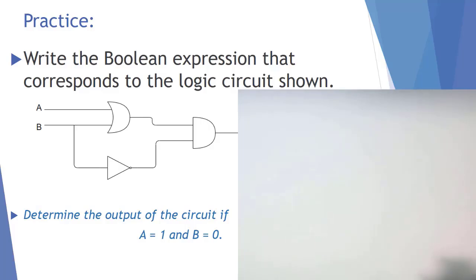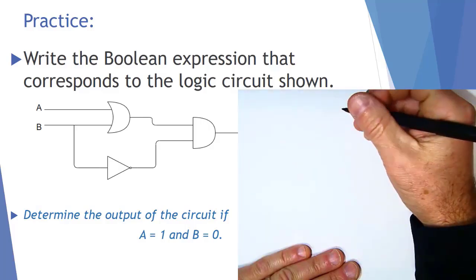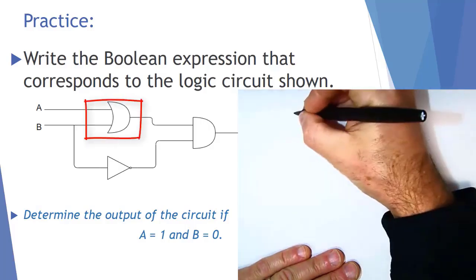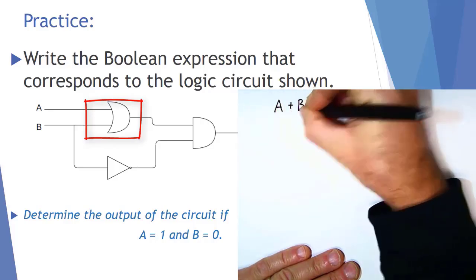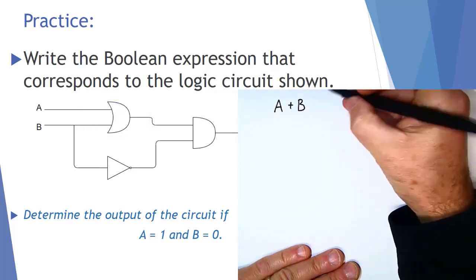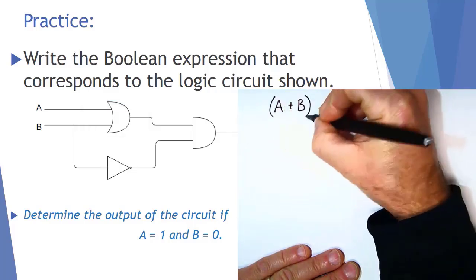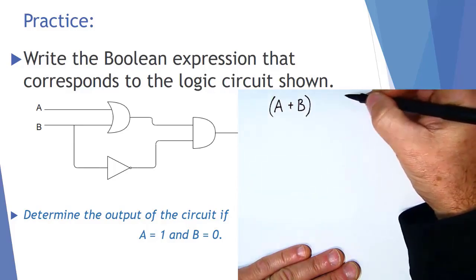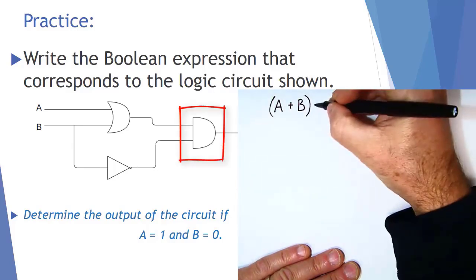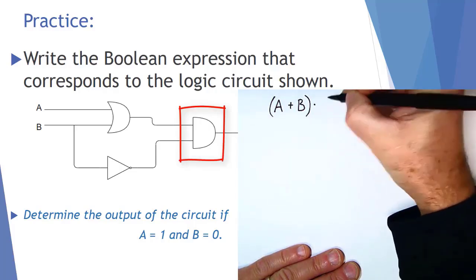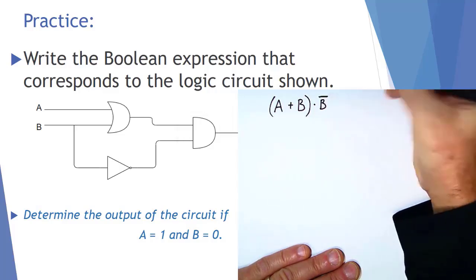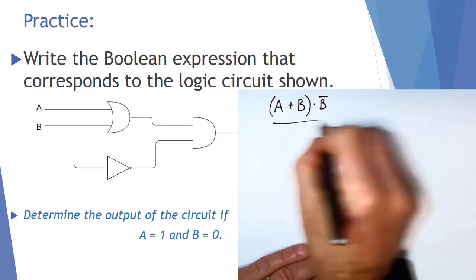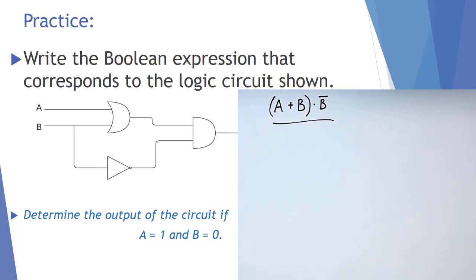Okay, well, let's take a look here. So for starters, A and B are fed into an OR gate, and so we know right off the bat that we're going to have A plus B. But the result of that, which means we can bundle that up inside of parentheses, is fed into an AND gate where its output and the negation of B are fed into. So in other words, this is going to be multiplied by, because it's an AND gate, the negation of B. And there it is. That is your Boolean expression.